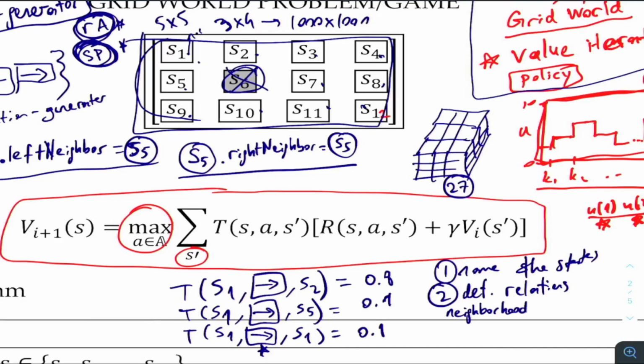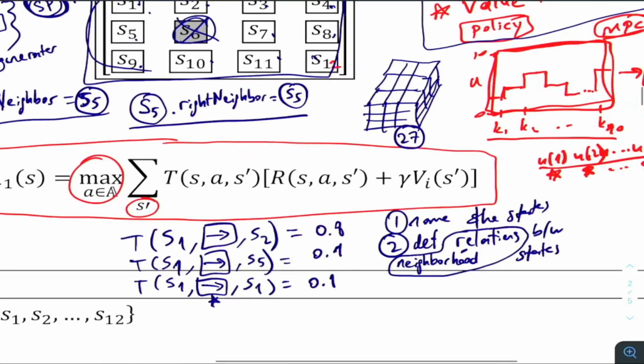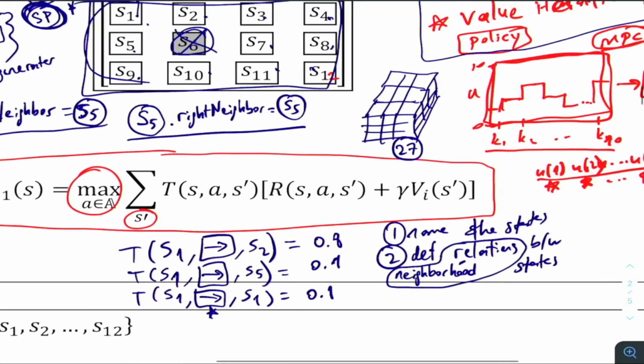Neighborhood relations. Define the neighborhood relations between states. First name them S1 dot dot dot S12. All right, that's great. And after that, you do something, and that's the tedious part. Especially, I can imagine how tedious it would be if you have something like a 3 by 3 by 3 problem. That would be incredibly tedious.